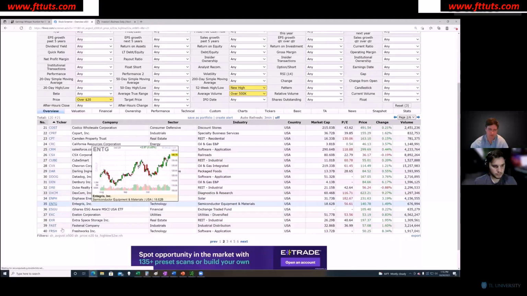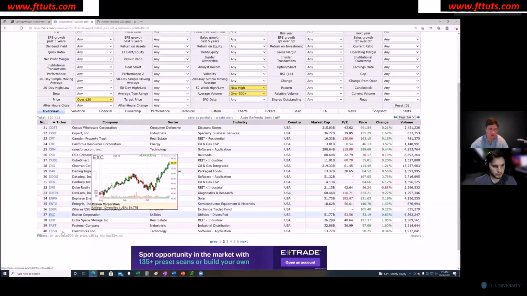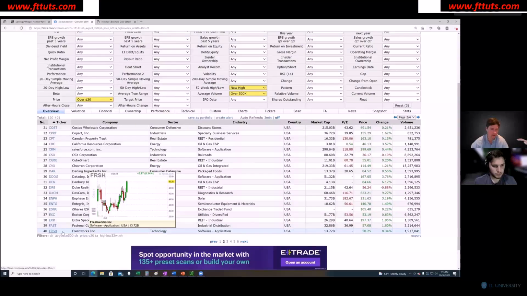This is all I'm doing. FRSH, IPO, making a new high. Like I'm aware of this one, but I'm not on this name. I'm definitely going to write this down. Sort of like that AMPL. I want to know these names, especially when they're younger, that are showing strength.